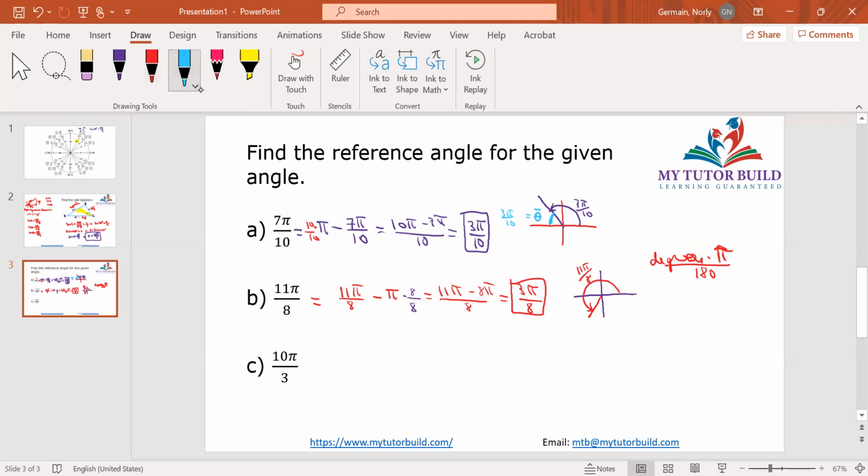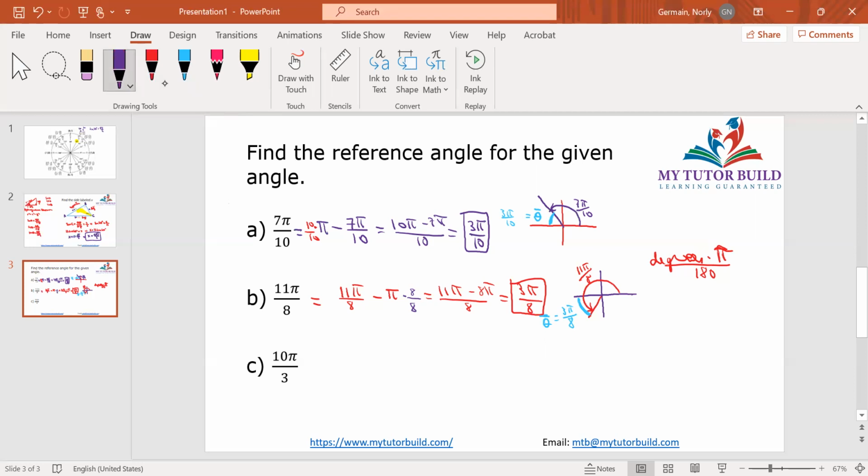Now, what is the reference angle? Reference angle is the acute angle. So that would be this distance. Okay, so this distance is our reference angle. So it would be simply 11 pi over 8 minus pi, which is 3 pi over 8. And we call it reference angle with a bar on top of it. So that's what we're going to do to find this answer.